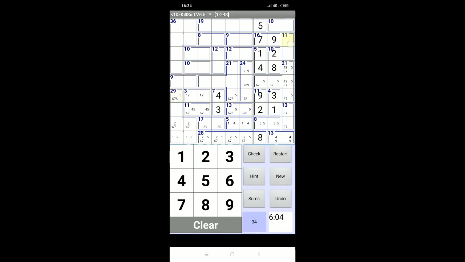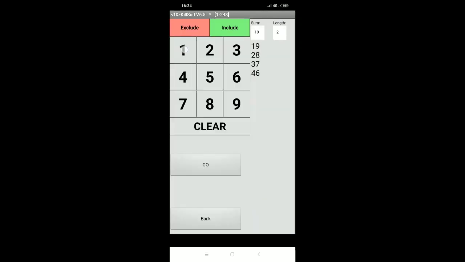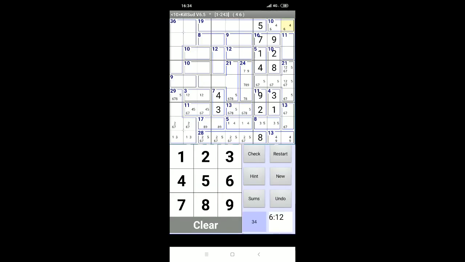Let's continue on the other side. Here we've got a 10 without a 1, a 2, or a 7, leaving us with 4 and 6. And that means this has to be a 3 and an 8. 6 and 7 here, no 6 here. That's the 4 and that's the 6.